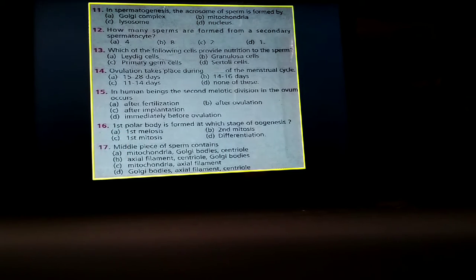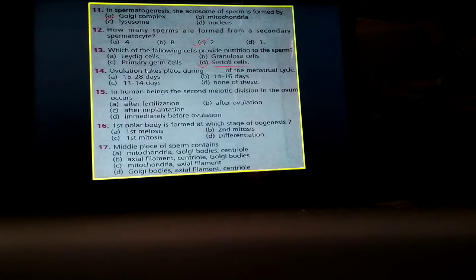Question number 11, in spermatogenesis, the acrosome of a sperm is formed by the Golgi complex, that is option A. Question 12, how many sperms are formed from a secondary spermatocyte? So the right answer is 2, option C. Question number 13, which of the following cells provide nutrition to the sperm? So option D is the correct answer, that is Sertoli cells.